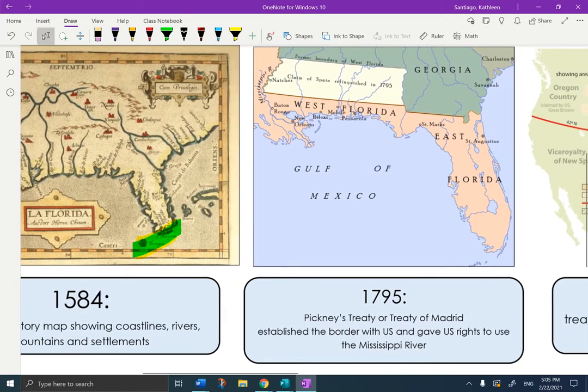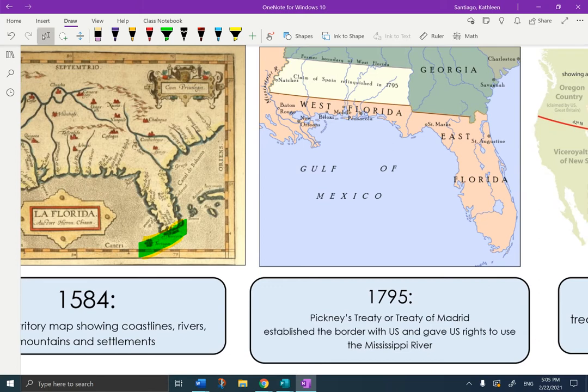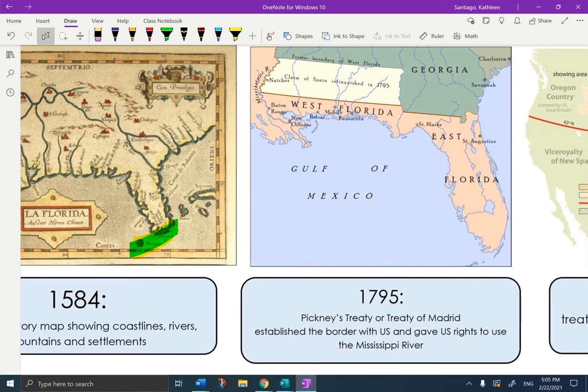Now we've jumped quite a few years. So the Spanish controlled the area. There were 20 years in which Spain did not control the area, and during that time, Britain actually controlled Florida, but then it went back to Spain. So here we are, 1795. Pinckney's Treaty, or the Treaty of Madrid, established the border with the U.S. and gave the U.S. the rights to use the Mississippi River.